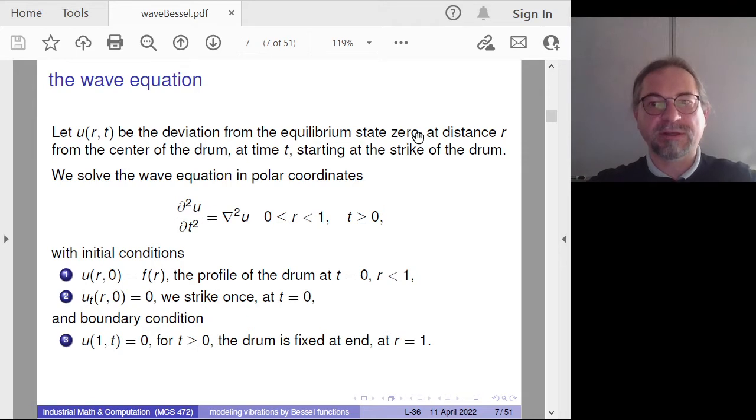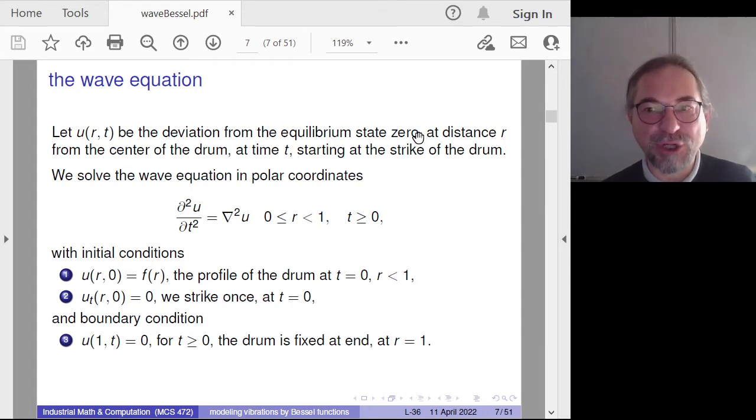So before we strike it, everything is at level 0. When we strike it at the center, there are vibrations. We want to model those vibrations. So we are going to solve the wave equation in polar coordinates.